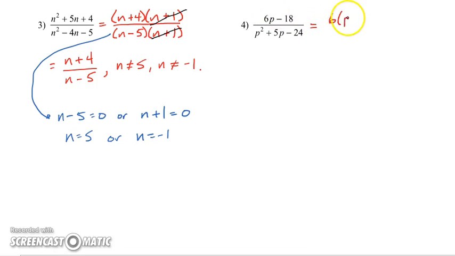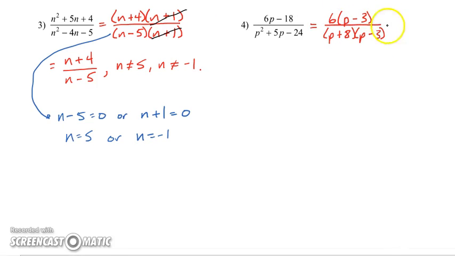6 goes evenly into both terms. So 6 times p minus 3 would be 6p minus 18. The denominator is p squared, something p and a number. I could probably factor that using sum and product. Let's try it. I need two numbers whose sum is 5 and whose product is negative 24. I think positive 8 and negative 3 works here. Sum of 5, product of negative 24, yeah.